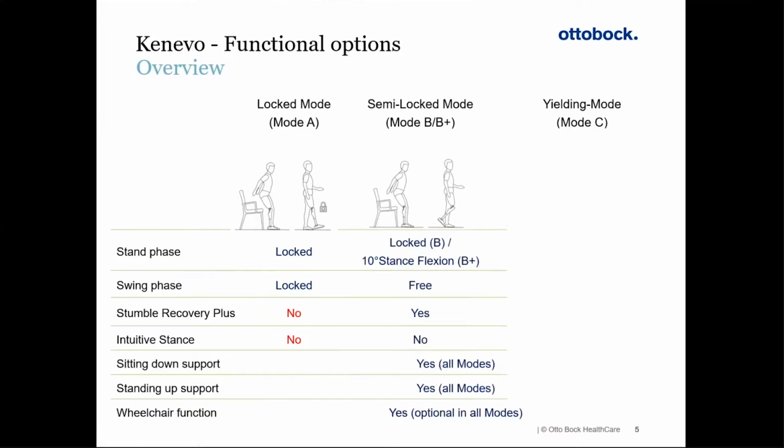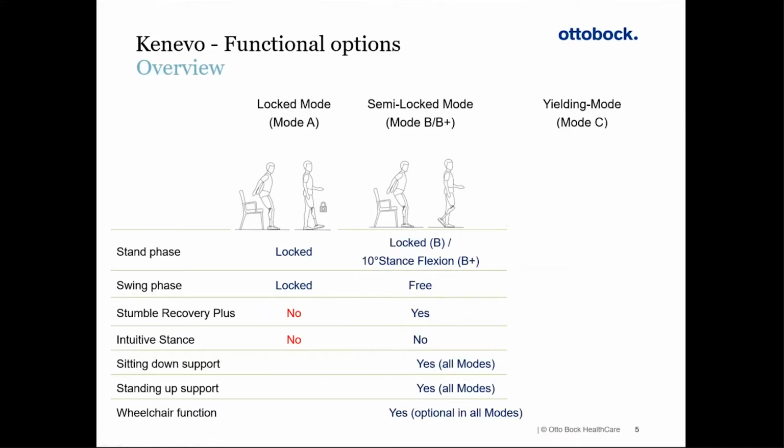In mode B, the knee is still locked during the stance phase. In mode B+, it allows for up to 10 degrees stance flexion, and the knee is free during the swing phase, and it provides swing adaptation to variable cadence and walking speeds between 0 and 3 kilometers an hour. With mode B and B+, we also have the stumble recovery plus feature.